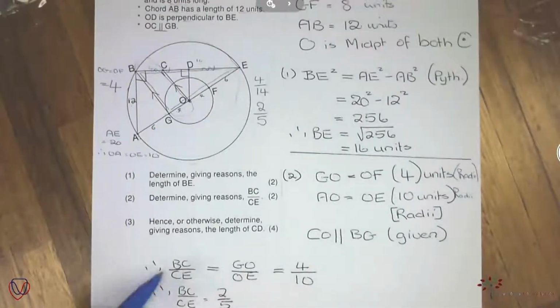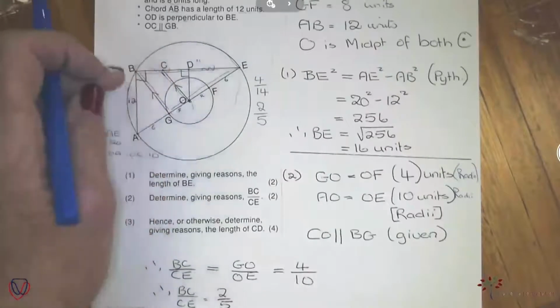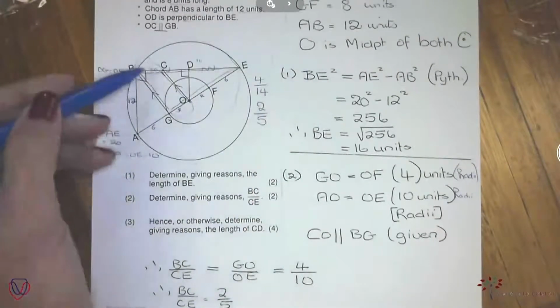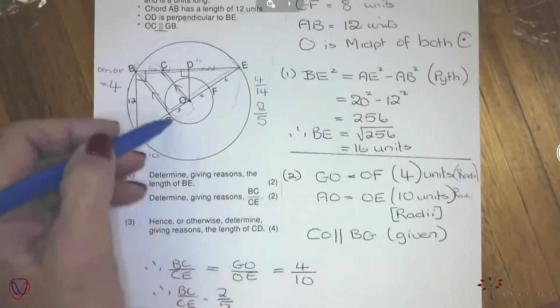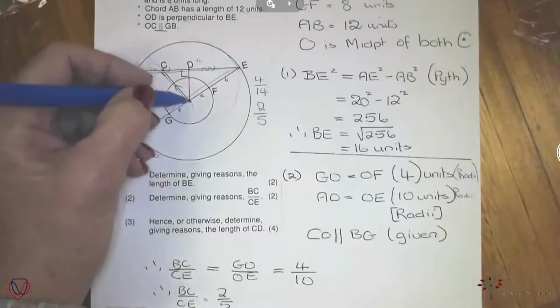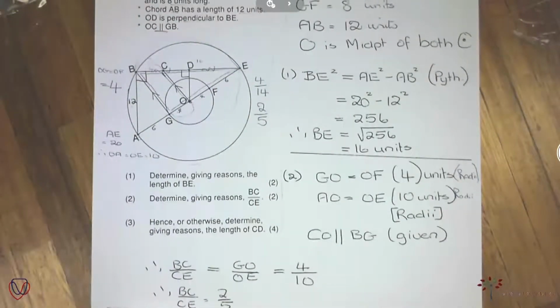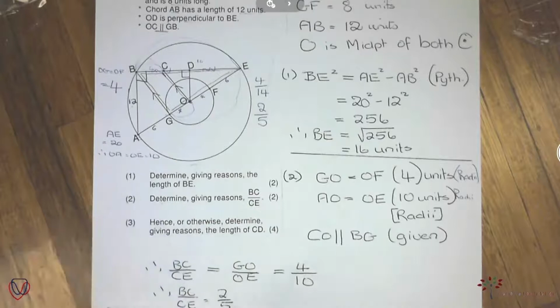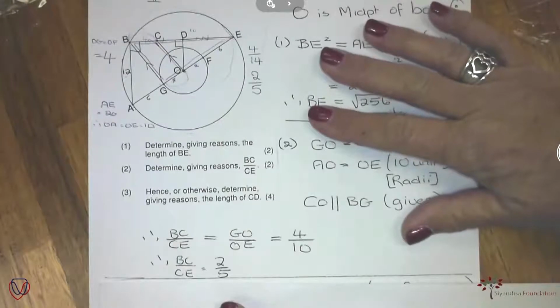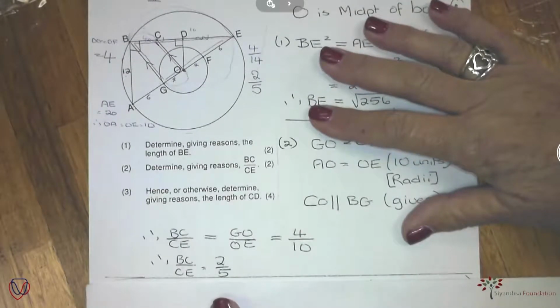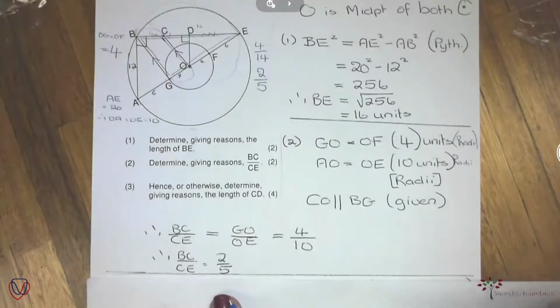Let's go there so that I can show you that. BC over CE is 2 over 5. And therefore, it's because of the fact that GO over OE is also 2 over 5 or 4 over 14. But rather use this one where you've simplified the ratio, because you should simplify a ratio. Okay, then the last one. Hence or otherwise, determine, giving reasons, the length of CD.